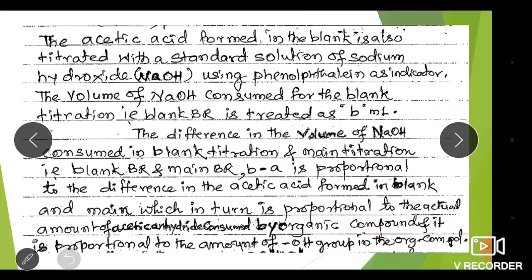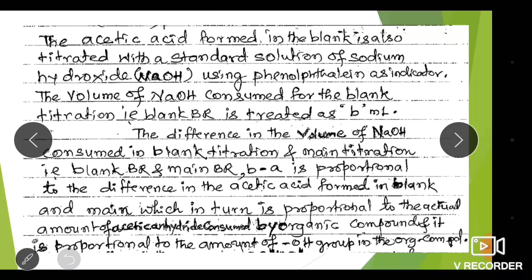By making the correction, that is the calculation from the blank and sample, we can determine the amount of sodium hydroxide required to neutralize the acetic acid, and from this we can determine the amount of hydroxyl group present in the given compound.